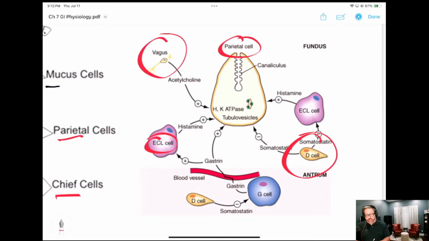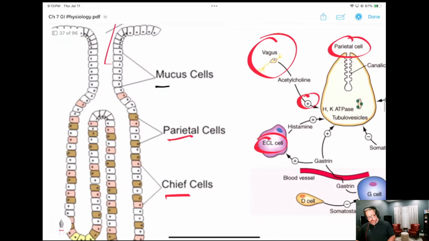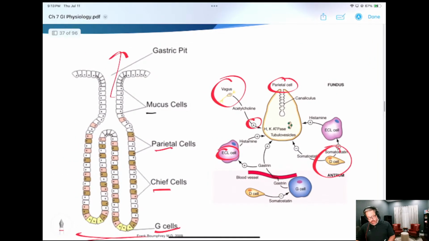We know the vagus nerve is going to release acetylcholine. It's a parasympathetic nerve. Acetylcholine, again, rest and digest. Stimulatory, make more hydrochloric acid. And then we have, obviously, here is the gastrin, which goes into the bloodstream. Gastrin will also increase hydrochloric acid secretion and histamine secretion, which further increases hydrochloric acid secretion.